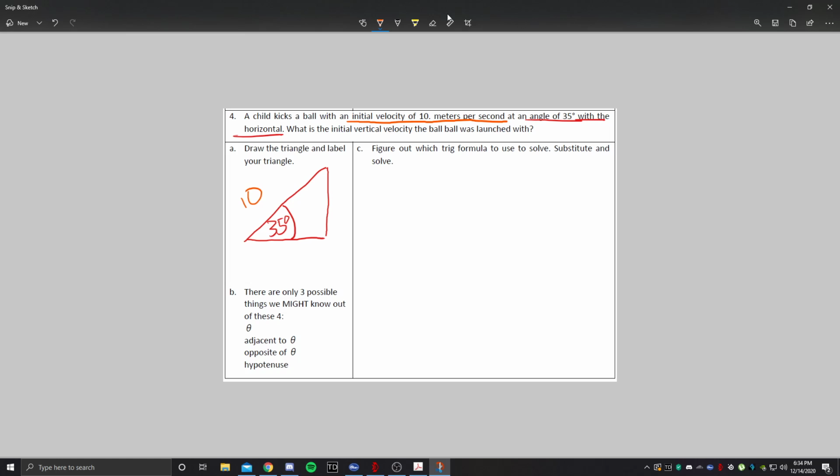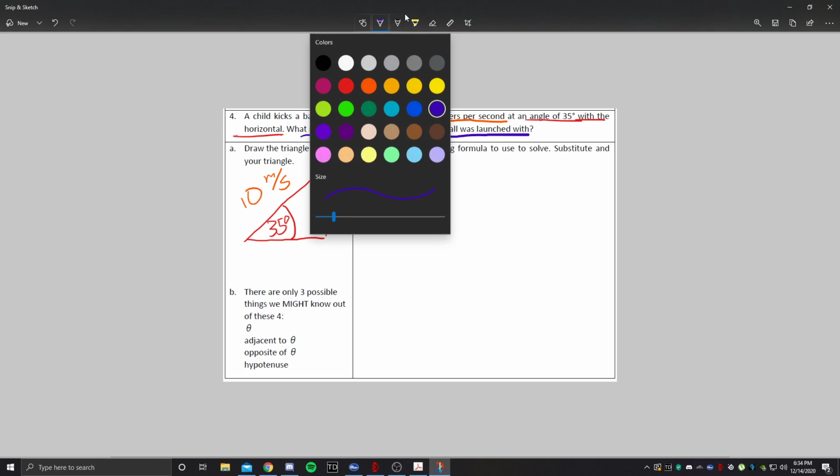The ball goes upward and to the right at 10 meters per second above the horizontal. And the question is asking, what is the initial vertical velocity the ball was launched at? So what is v_yi? What is your initial vertical velocity? Because y is your y direction.